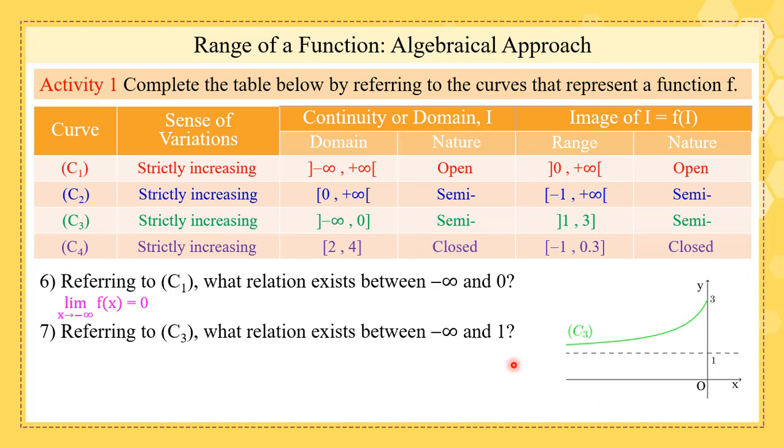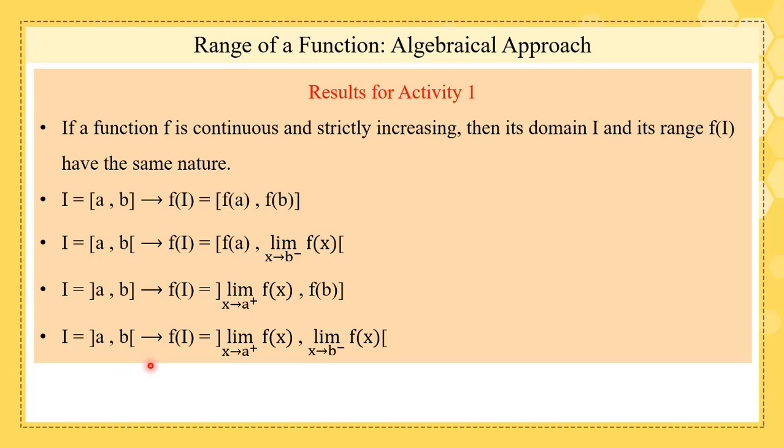Now let's refer to curve 3. What relation exists between -infinity and 1? This is -infinity and this is 1. We can also say that we just put a limit, and the limit of f of x as x tends to -infinity is 1. So try to make a certain conclusion from here.